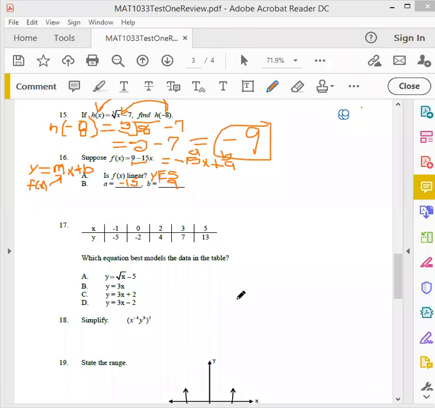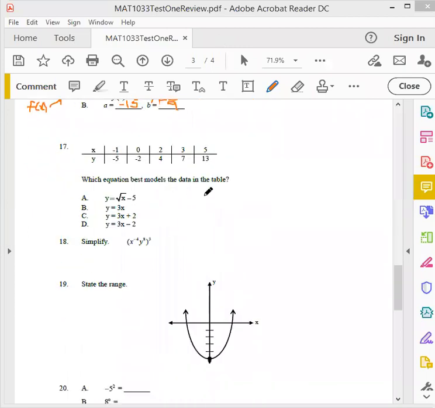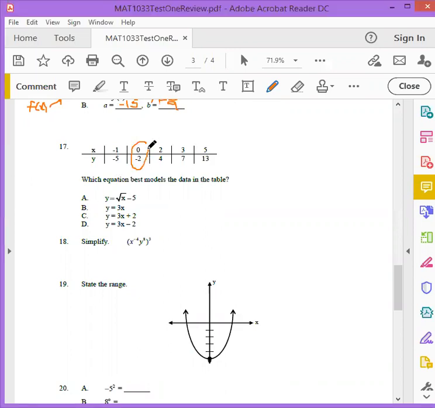All right, let's look at number 17. Which equation best models the data in the table? Look at our data in the table. And something that stands out should be the 0. When we have 0 for an x coordinate, we know that that y value is going to be the y-intercept, or the b. So we know the y-intercept in this case is negative 2. If we were to substitute these values into the slope-intercept form of an equation.